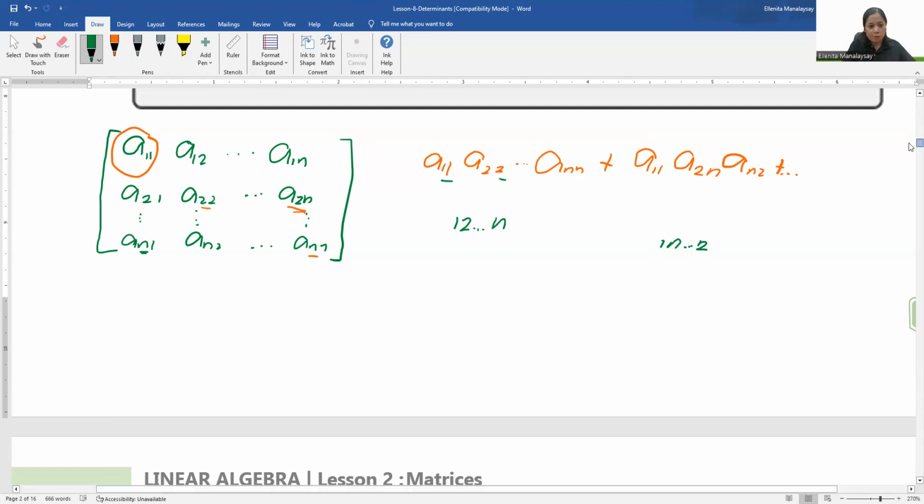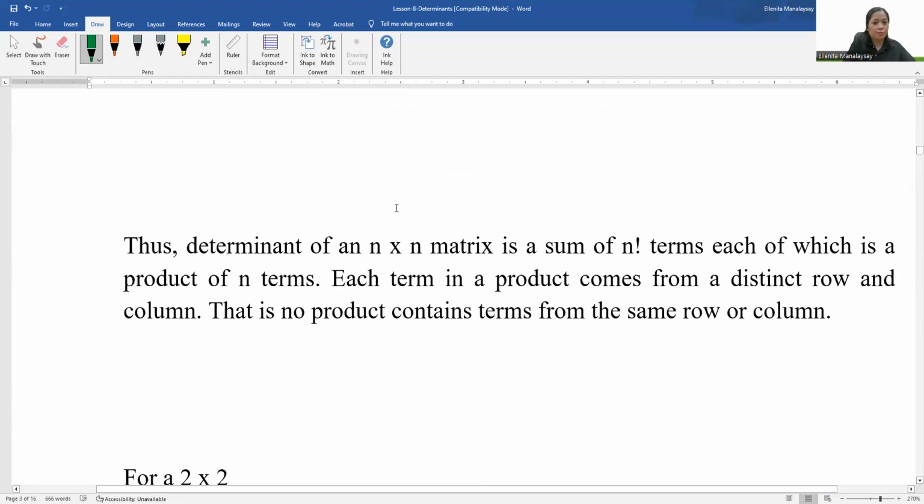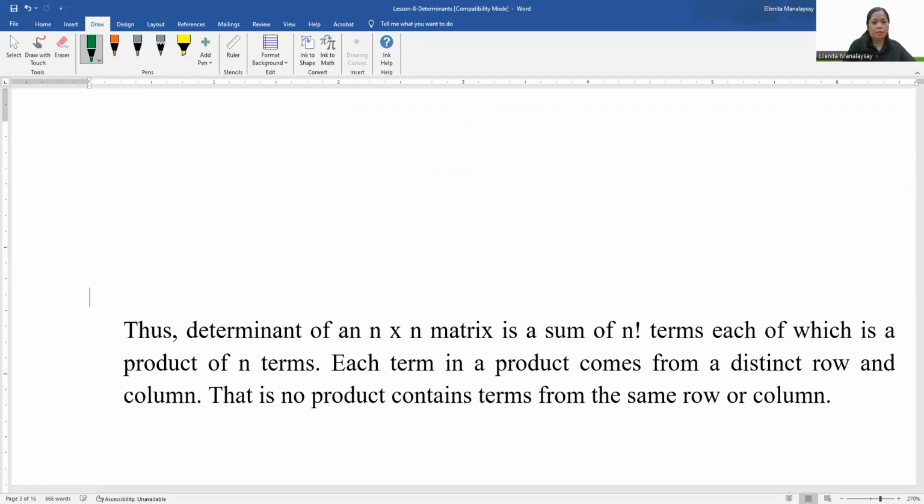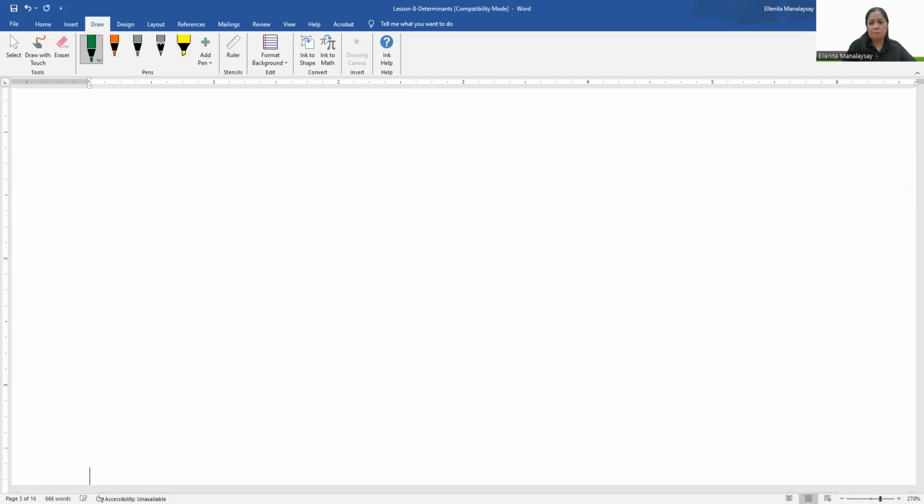So here's my pointer. Let me create a space here.